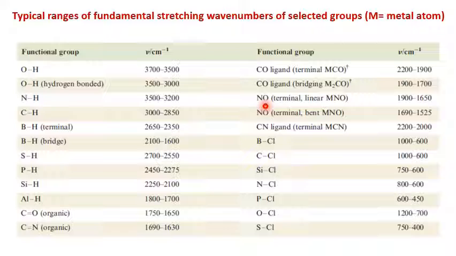Similarly for NO, there are two forms, one linear and one bent, binding to a metal. Linear has a higher wave number, 1650 to 1900, whereas bent has a lower wave number, 1525 to 1690 centimeter inverse. So this chart is pretty informative regarding the different fundamental stretching vibrations of selected groups.